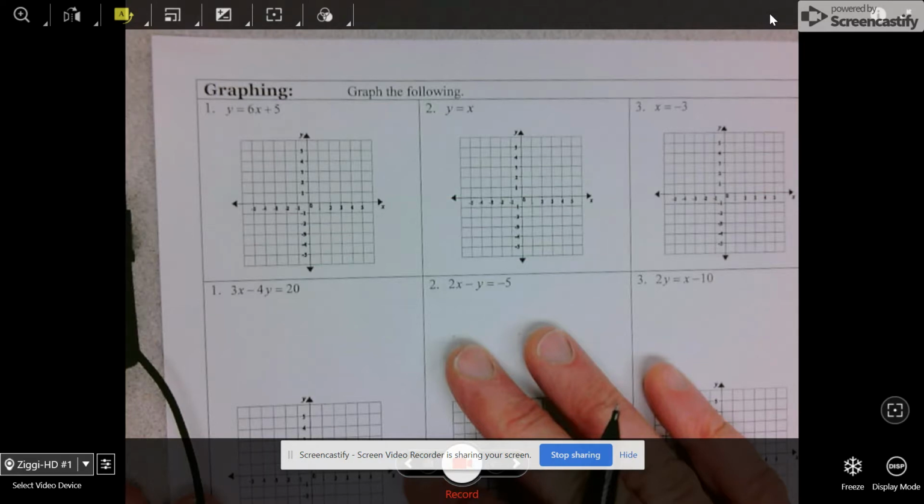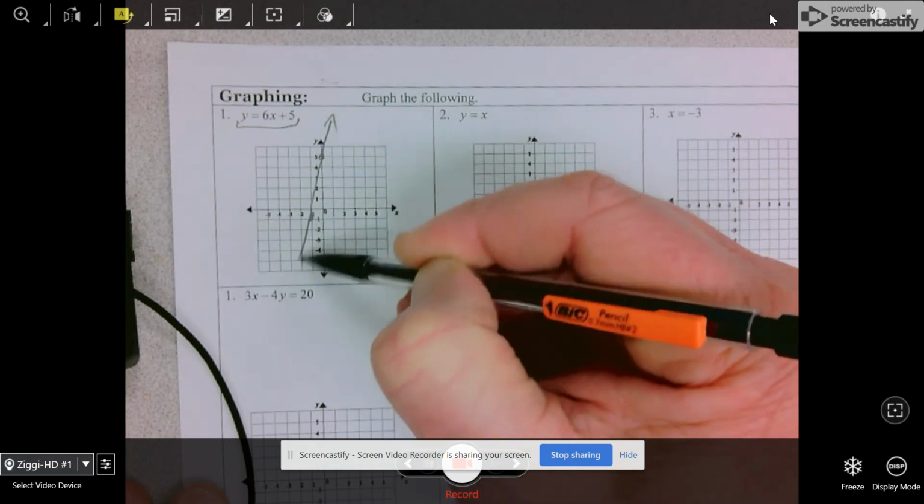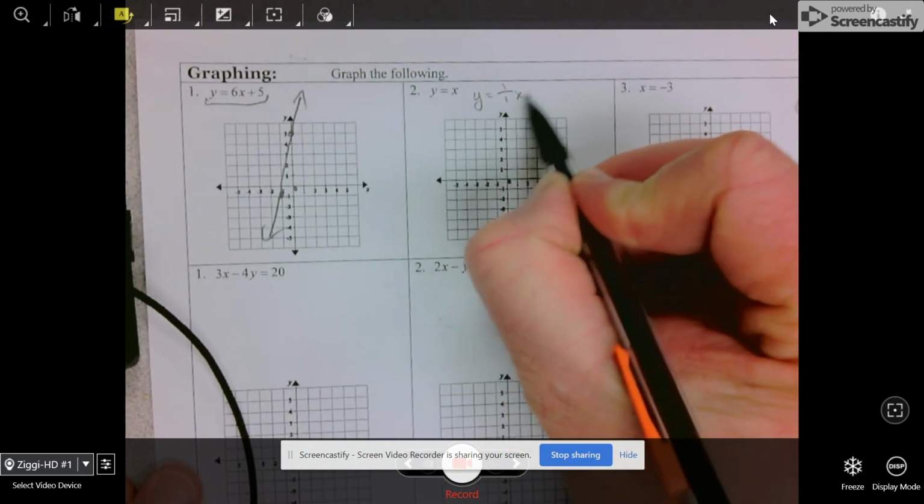Y equals x. You might want to rewrite this as 1 over 1x plus 0. Write your slope as a fraction so you don't do something silly. Start at 0, go up 1 over 1, over to the right. X equals negative 3. Vertical line. You've got to memorize it.